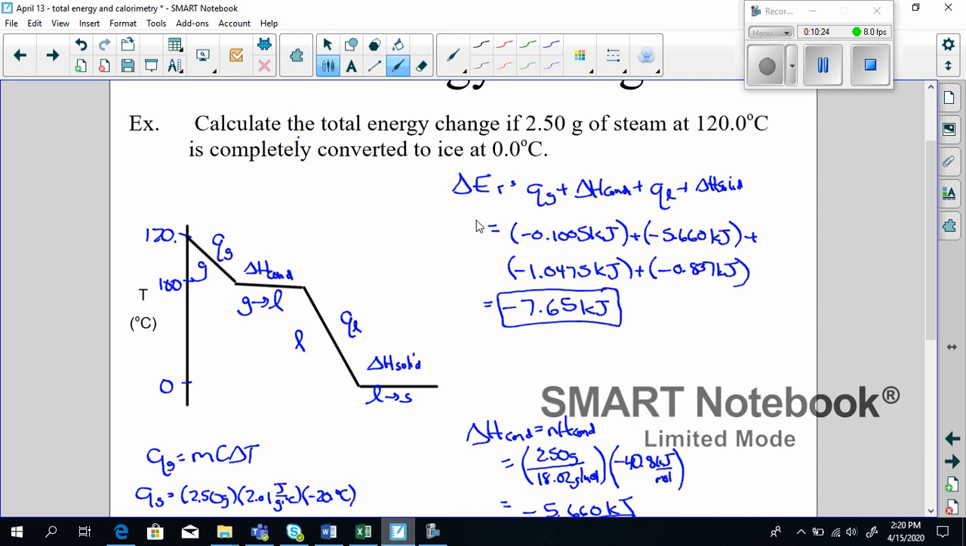So just to recap a few things, with this we want to make sure that we have the proper number of steps. So we should see 2 temperature changes, so from 120 to 100, and 100 to 0, and 2 phase changes, steam to liquid, and then liquid to solid. So we have to represent that on our curve, make sure that because it's a cooling curve, every step is negative, and then we add our numbers up. In this case, we get a negative 7.65.